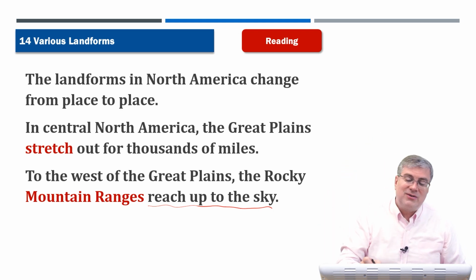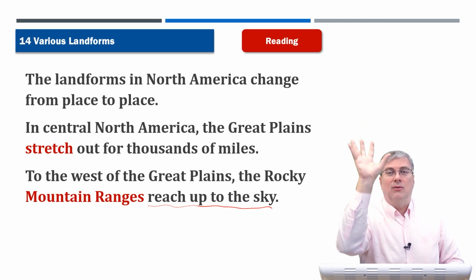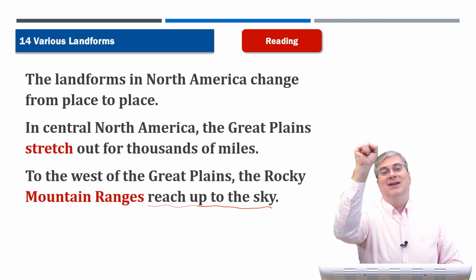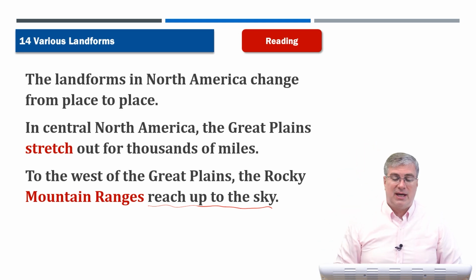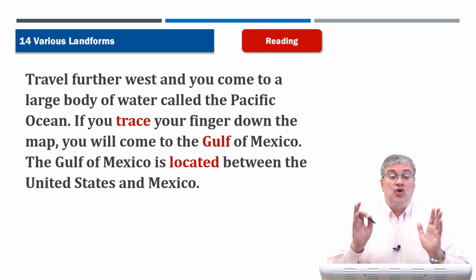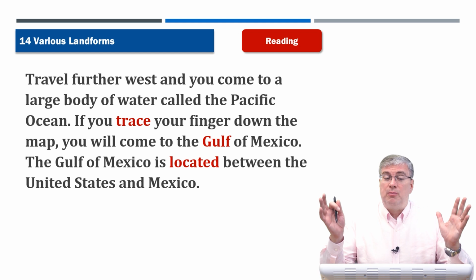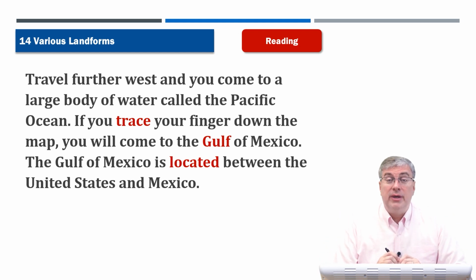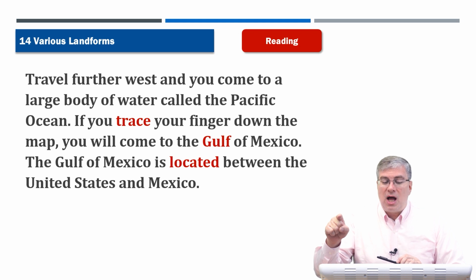And so to the west of the Great Plains, the Rocky Mountain ranges reach up to the sky. It's like they're reaching up and they're going to grab the sky. That's how tall they are. It's a very impressive sight. Okay. Travel further west and you come to a large body of water called the Pacific Ocean. If you trace your finger down the map, you will come to the Gulf of Mexico.